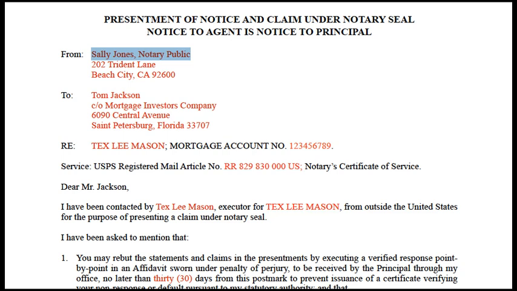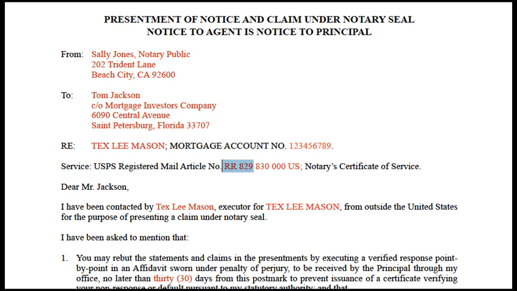So anyway, the notary presentment, this is a presentment of notice and claim under notary seal. Notice to agent is notice to principal. It comes from Sally Jones, the notary, to Tom Jackson in care of Mortgage Investors Company. Tom Jackson would be your CFO of the party of importance that you're sending this presentment to. It's regarding Tex Lee Masson, mortgage contract number, whatever. Okay. The service, all these things are important.